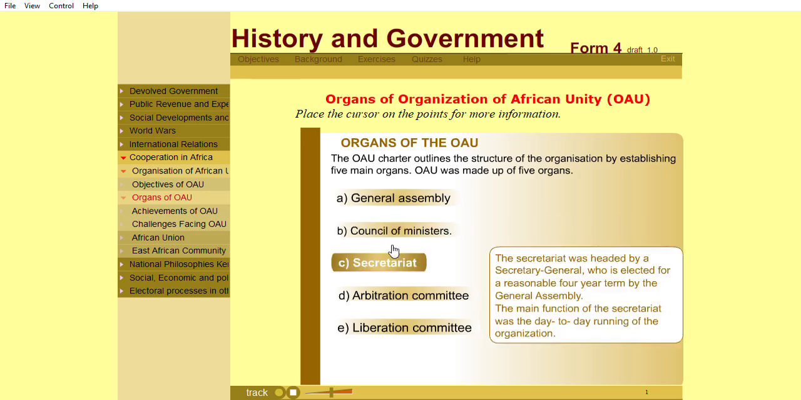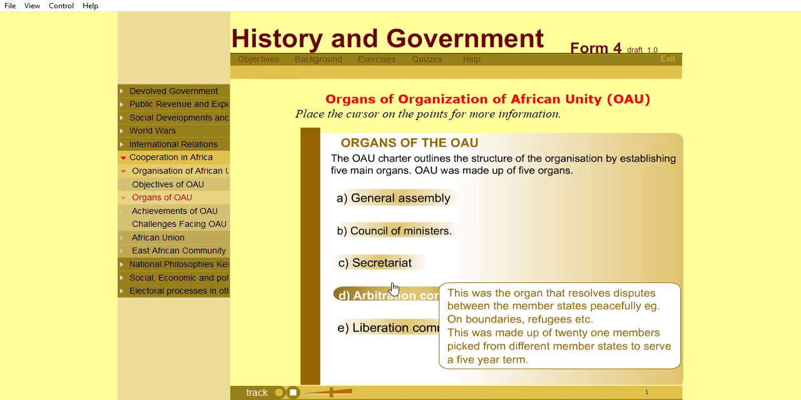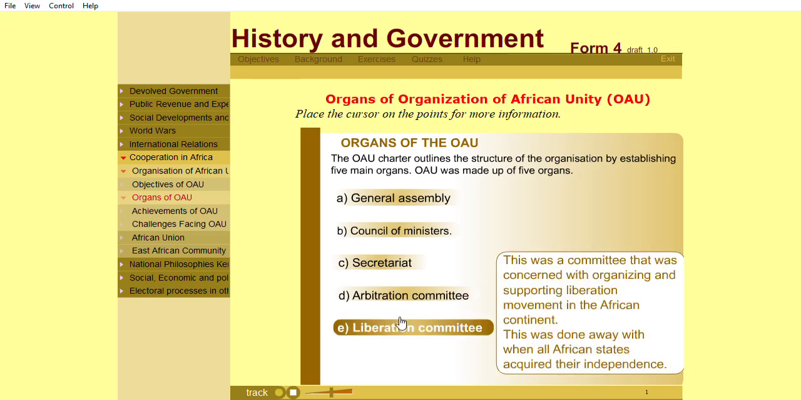Secretariat. The Secretariat was headed by a Secretary General who is elected for a renewable 4-year term by the General Assembly. The Arbitration Committee. This was the organ that resolves disputes between the member states peacefully, for example on boundaries, refugees, etc. This was made up of 21 members picked from different member states to serve a 5-year term. Liberation Committee. This was a committee that was concerned with organizing and supporting liberation movements in the African continent. This was done away with when all African states acquired their independence.